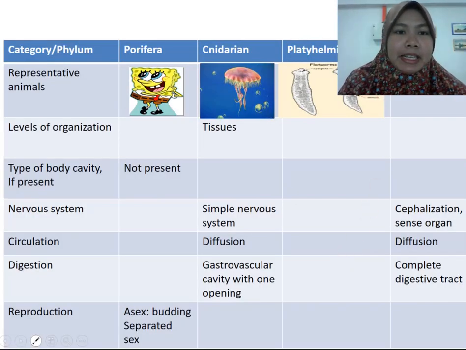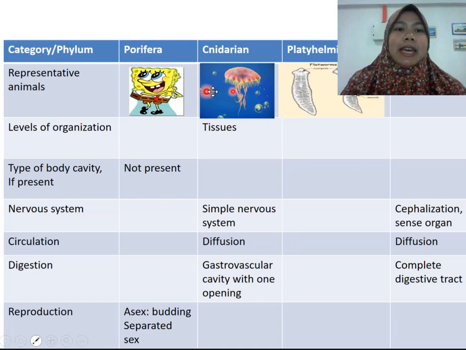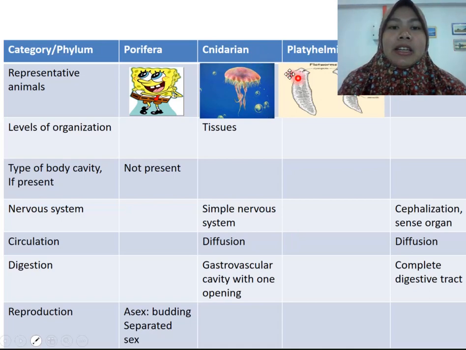So the last part here. Since we have finished with 4 phyla, Phylum Porifera, Phylum Cnidaria, Phylum Platyhelminthes, and Phylum Nematoda, these are the representative animals. The sponges represent Porifera, the jellyfish represent the Cnidaria, the flatworm represents Platyhelminthes, and the roundworm represents Nematoda.